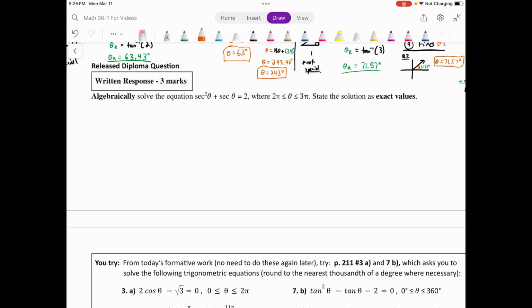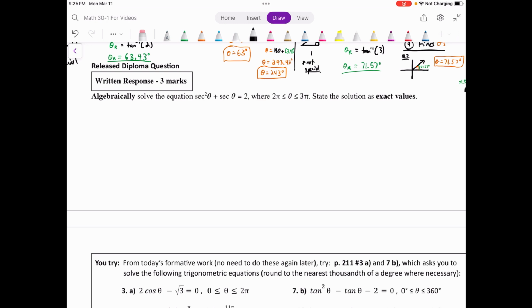All right, let's do one here from a release diploma. It's a written response. Okay, this was worth 3 marks on the diploma. Keyword here, algebraically. What does that mean? Can you just punch it in your calculator and see what happens and write down the answer? No, that will get you 0 out of 3 marks, even if you have the right answer. Okay, algebraically means showing your math steps, showing your reasoning, showing your equation manipulation, all that good stuff, right? No numbers should just appear out of nowhere. We should show algebraically how we figured those out, okay? When in doubt, show more work, not less.